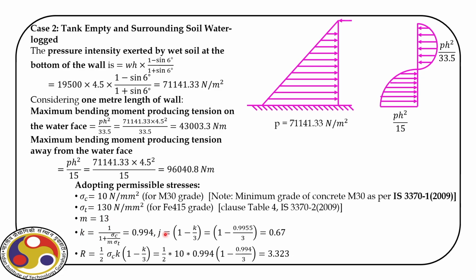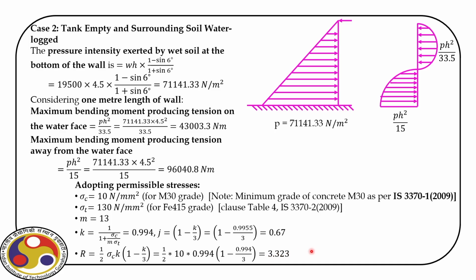So K, J and R, these are the three constants that we are going to use for the design. If you recall the theory of working stress method, here in case of water tank, we are going to use working stress method for obvious reason. So these constants are K equal to 0.994, J equal to 0.67, R is equal to 3.323.